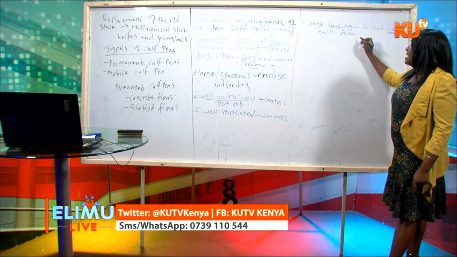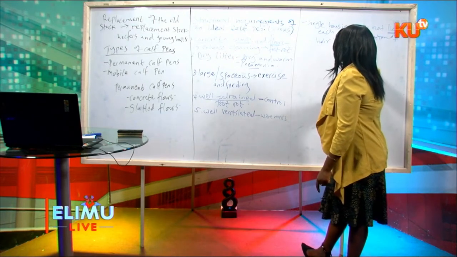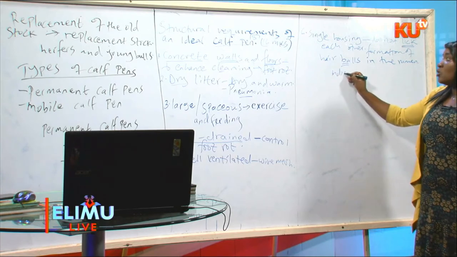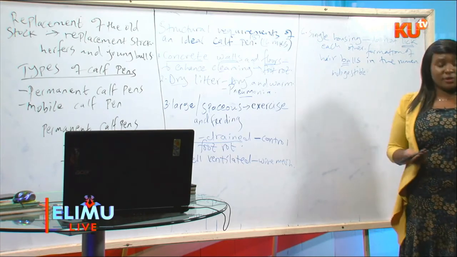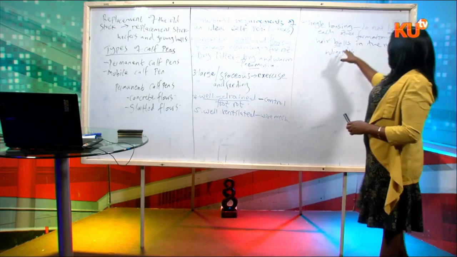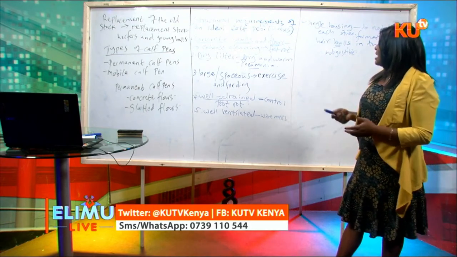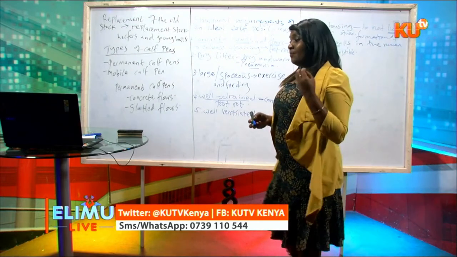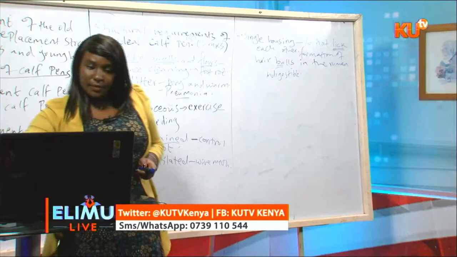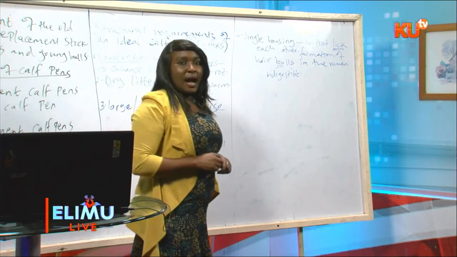Licking each other can lead to formation of hairballs in the rumen. And these hairballs are indigestible. They cannot be digested, and of course, a material that cannot be digested is harmful to anyone's life. So we need these calves to be housed singly, because since they are very young and tender, they can lick each other, and it might cause hairballs, which are indigestible in the rumen.